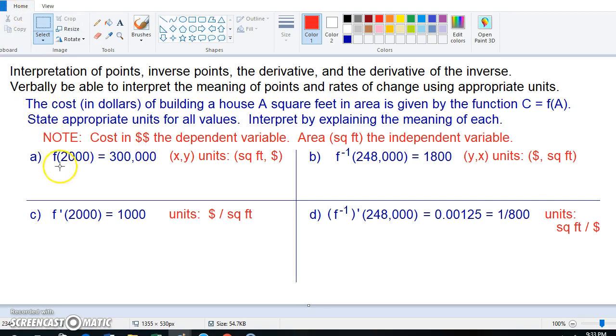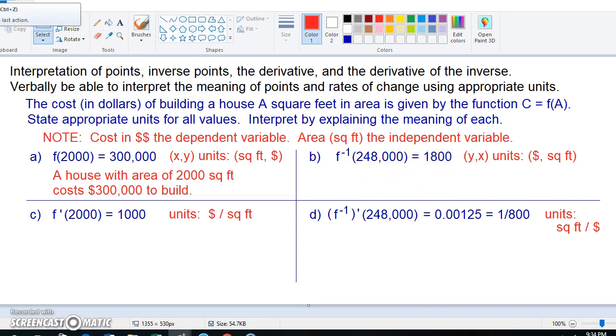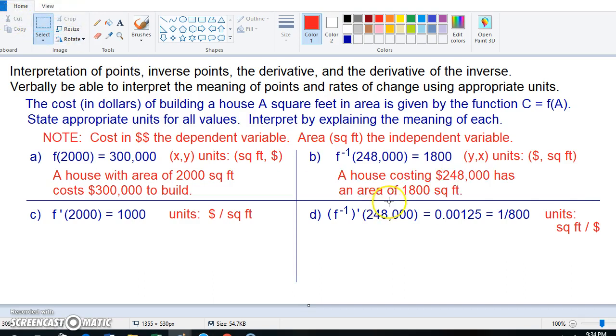Okay, now let's look at interpreting each of these points. So f of 2,000 is 3,000. Coming back to part A, a house with area of 2,000 square feet costs $300,000 to build. Pretty straightforward. Taking a look at B, remember this is an inverse, so things are swapped around in terms of swapping X and Y. So a house costing $248,000 has an area of 1,800 square feet.